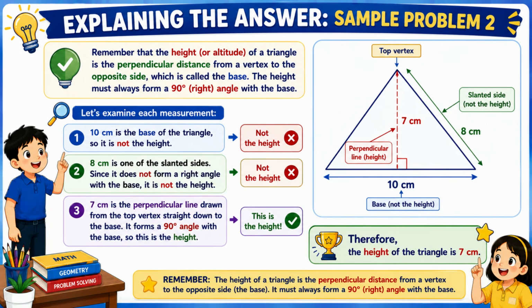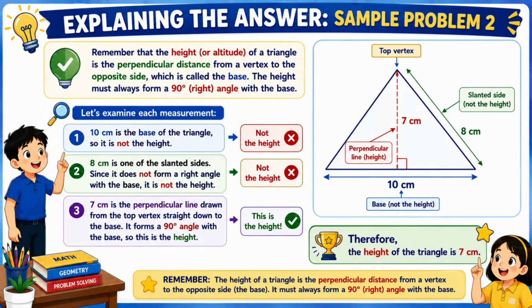Let's examine each measurement. 10 centimeters is the base of the triangle, so it is not the height. 8 centimeters is one of the slanted sides. Since it does not form a right angle with the base, it is not the height.